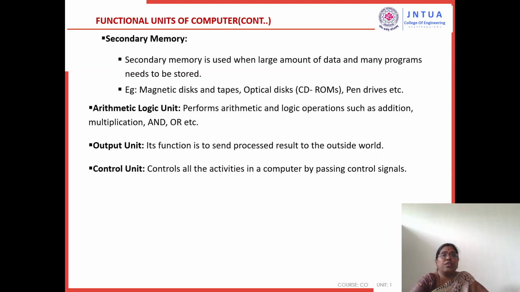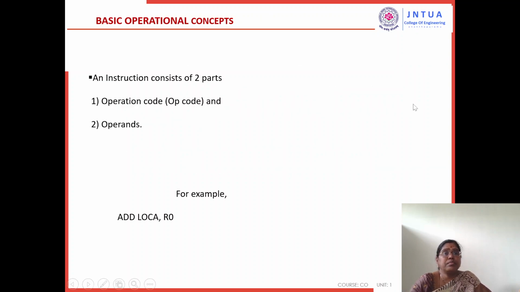The output unit is nothing but where, after the processor completes its work, if you want to see the results, we can see them through the output unit. Its function is to send the processor results to the outside world. The control unit activates the computer by causing control signals, so that all the devices execute their work in the proper way, connecting to another unit through the control unit.